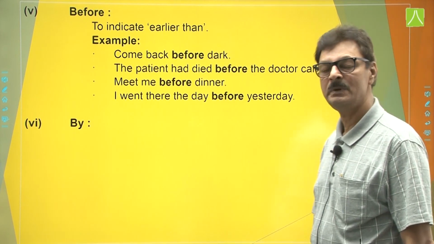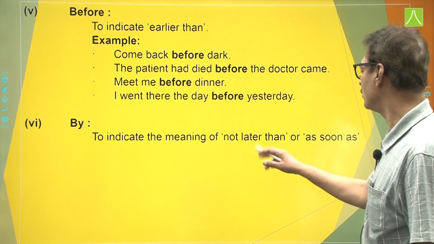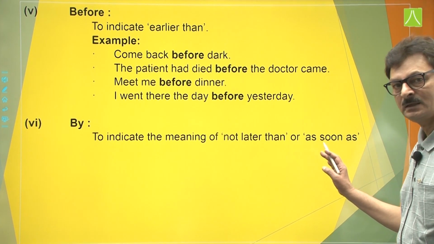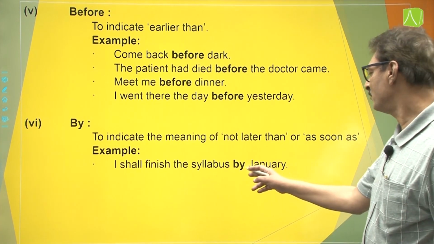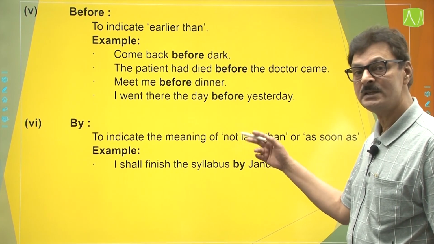How to use the preposition by? By कैसे use होता है? To indicate the meaning of not later than or as soon as. So by as soon as denote करता है. For example, I shall finish the syllabus by January. So not later than means January के पहले, उससे लेट नहीं होगा.